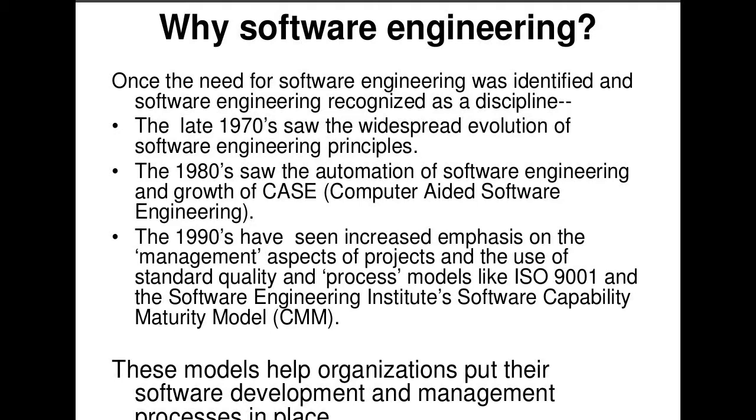The 1980s saw the automation of software engineering and growth of CASE, computer-aided software engineering. And the 1990s have seen increased emphasis on management aspects of projects and the use of standard quality and process models like ISO 9001 and the Software Engineering Institute's Software Capability Maturity Models, etc. These models help organizations put their software development and management process in place.